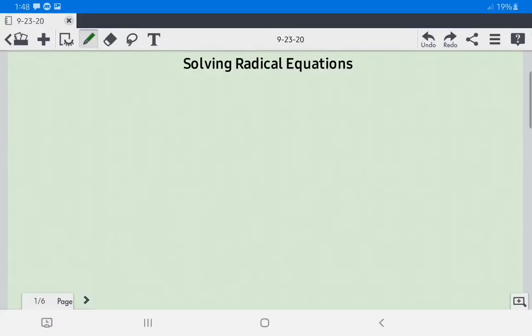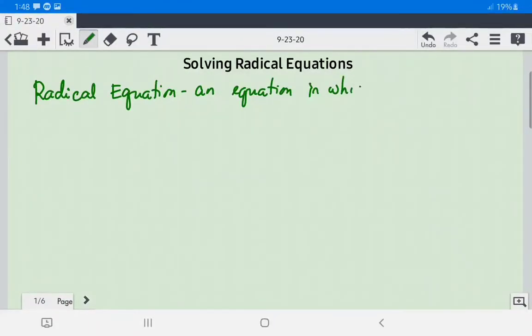Hello everyone, today we're going to solve equations involving radical expressions. So when we say radical equation, this is an equation in which the variable appears in a radicand.